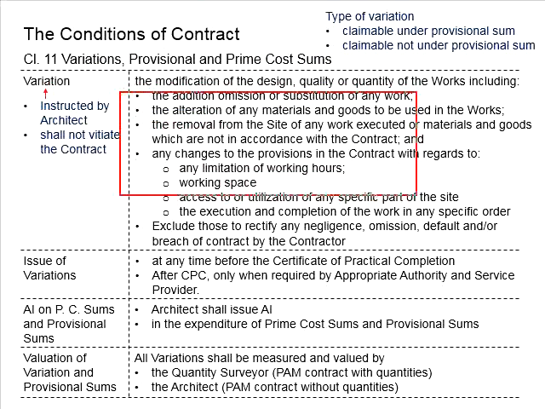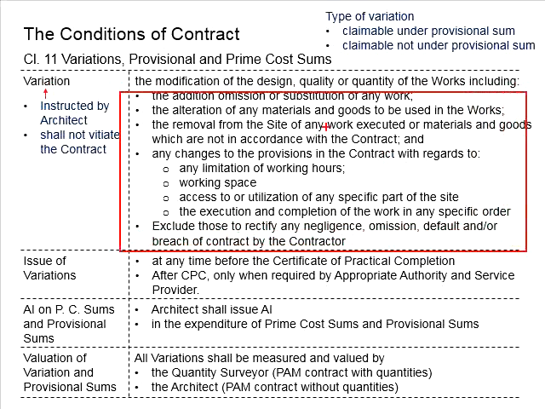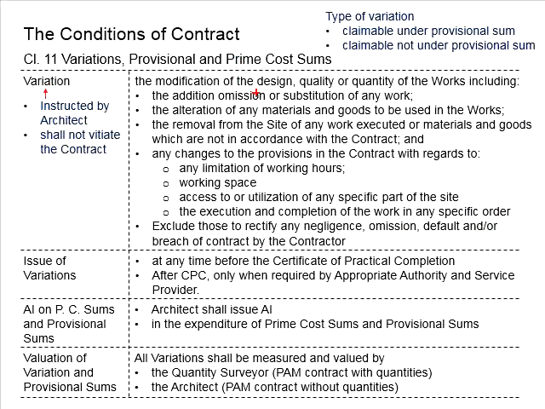Now let us look at the circumstances of those modifications. This may include the additions, omissions, or substitutions of any work. Something may be added, or something may be removed, or something may be replaced by another thing. It can also be the alterations of any materials or goods to be used in the work. This may involve changes of the materials, or maybe the specifications of the materials, which is different than what is originally stated in the contract.